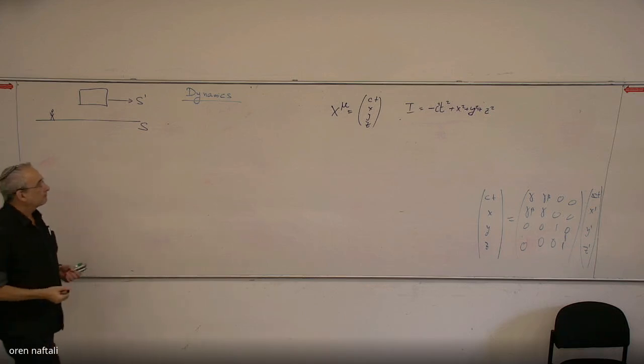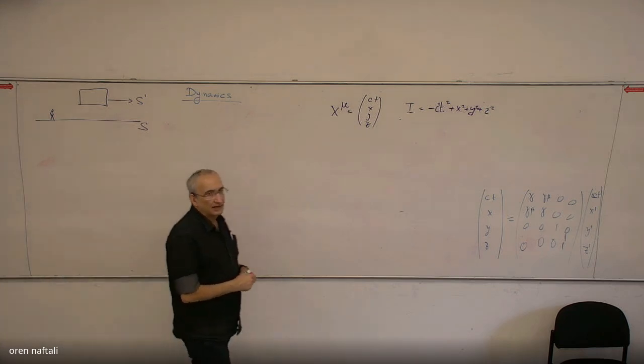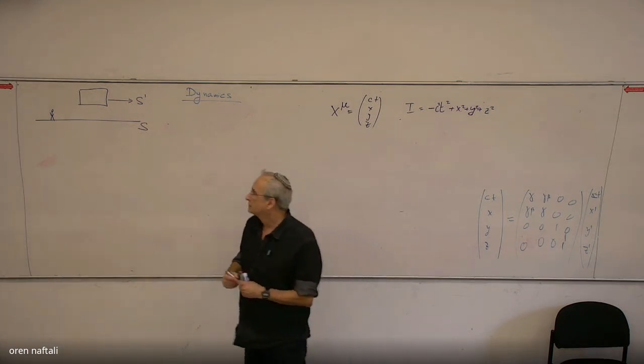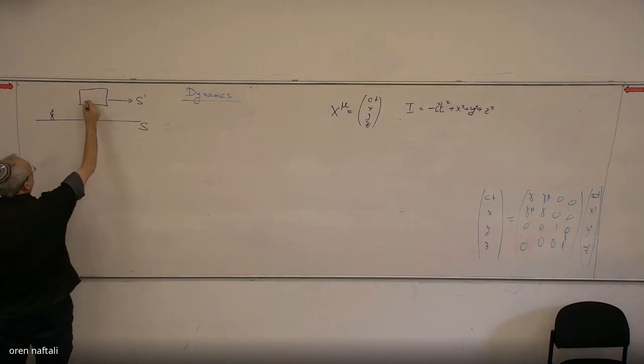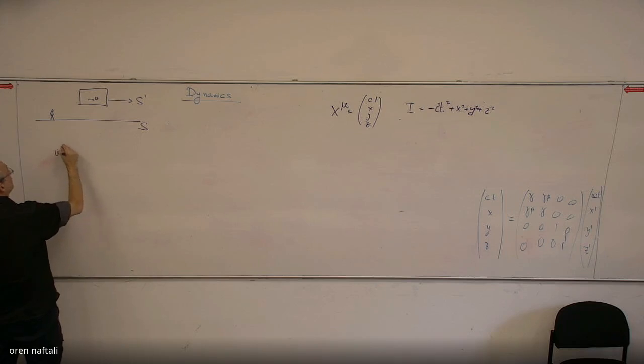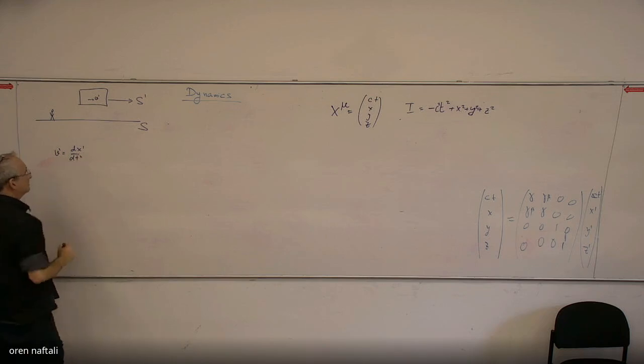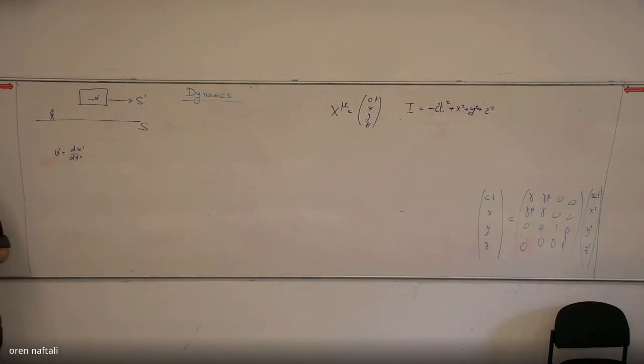So, first of all, we would like to define a velocity. If we are in a system S prime and we have a particle moving at speed v prime, then we know that v prime is dx prime over dt prime. Such a quantity is not part of a 4-vector. Why? For two reasons. First of all, this quantity is 3-dimensional.